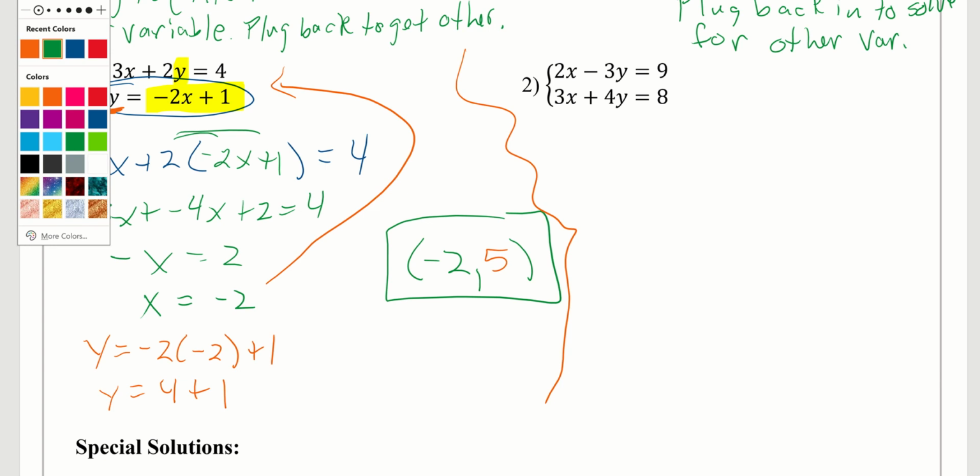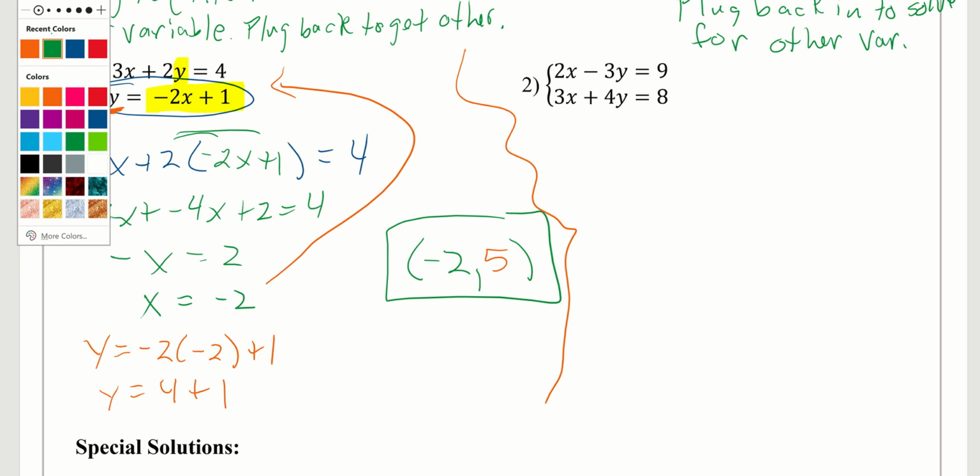Not too crazy. Now on number 2, if you notice, we don't have a y equals or an x equals. So what I'd like to do, number one, is make sure that all your x's, all your y's, and all your constants are lined up, comparing apples to apples. So the x and y's are on the left side and the constants on the right for both equations. Now you look to see if you can multiply one or both of the equations to have the x's or the y's cancel out.